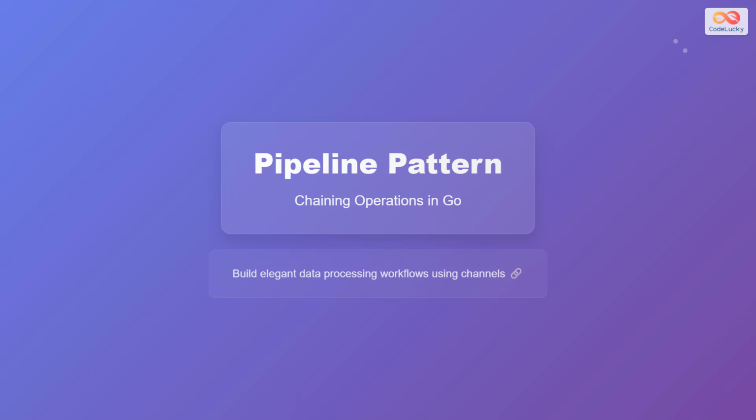Let's explore the pipeline pattern. This pattern helps in chaining operations in Go, allowing you to build elegant data processing workflows using channels.